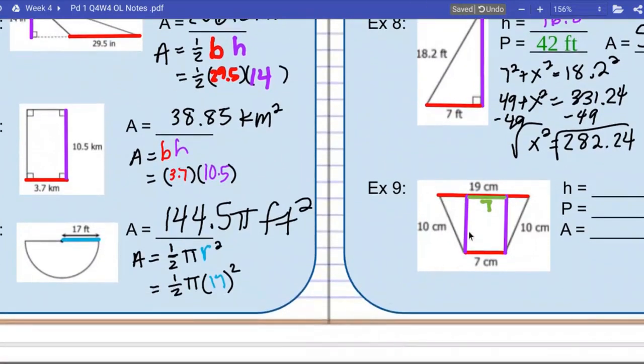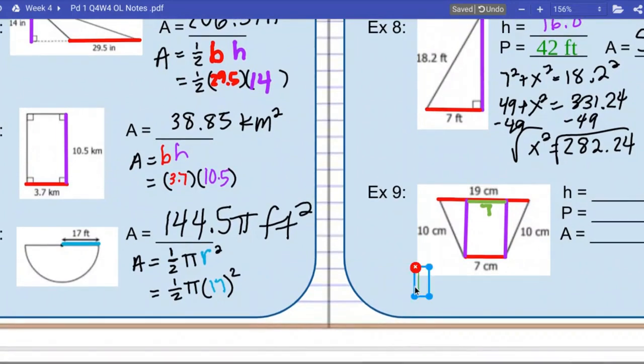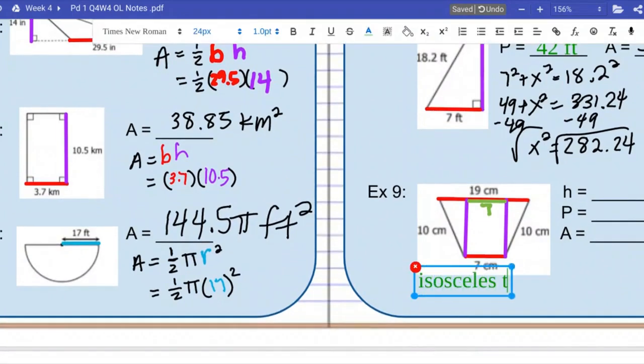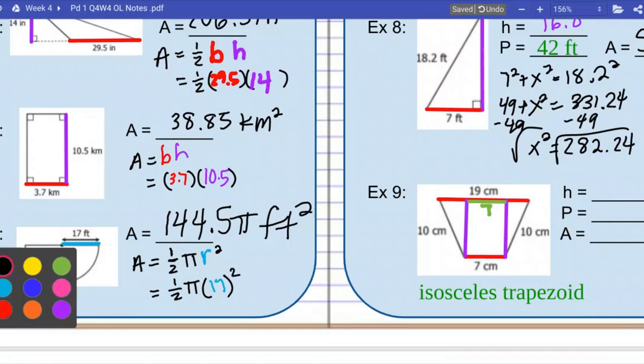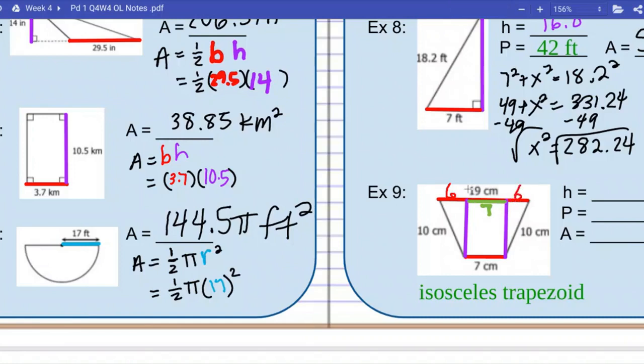Now when I look at this, the trapezoid is just created by a rectangle and two congruent triangles. That means that this is actually called an isosceles trapezoid. So if you consider the base of this isosceles trapezoid is 7, that means if I create this into a rectangle, this other piece is going to be 7. If the entire top base is 19, that means that the two pieces that are left are going to be 6 and 6, because 6 plus 7 plus 6 is 19.